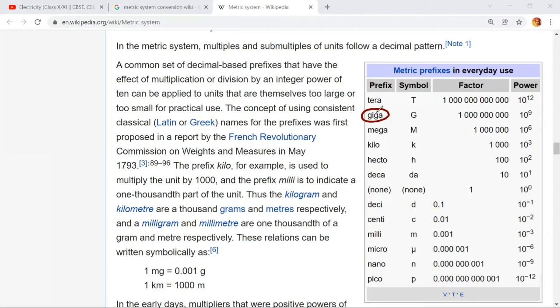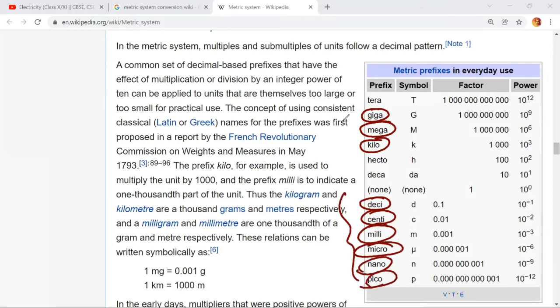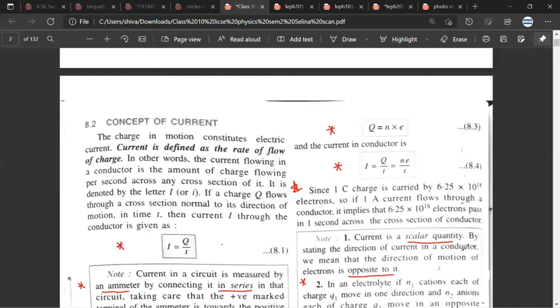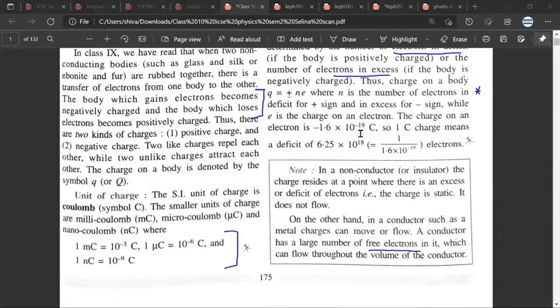Giga, mega, kilo, deci, centi, milli, micro, nano, pico. These are the conversions that are usually used. And if you don't know the conversion factor, you will get confused. Any doubt here? So this is what is being discussed here. The same thing. Milli will mean 10 raised to minus 3. Micro will mean 10 raised to minus 6. Nano will mean 10 raised to minus 9.